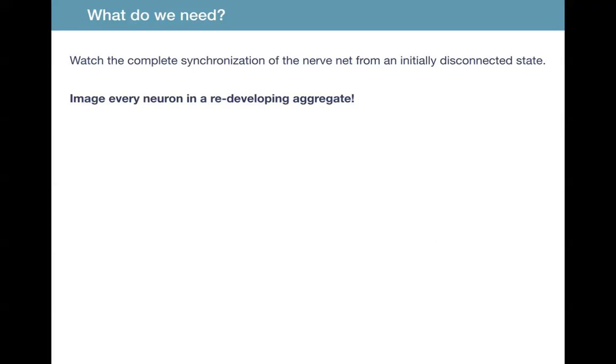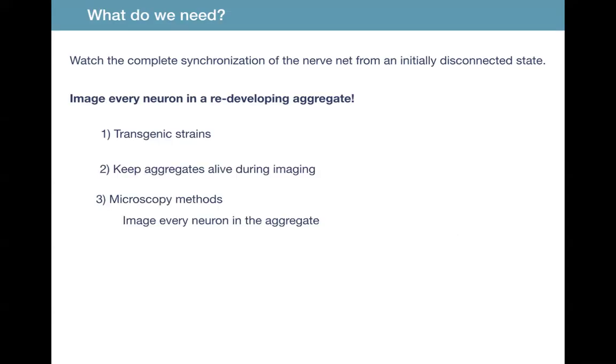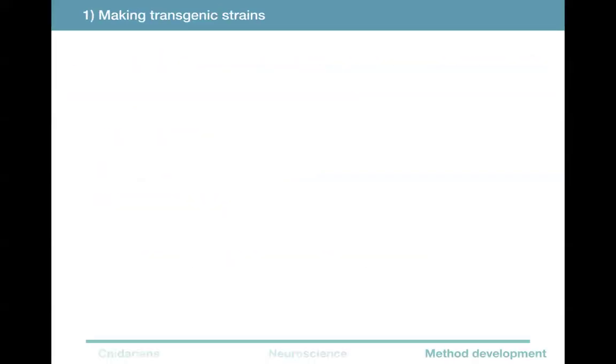So toward this goal, we need a few things. First, we need our transgenic strains, so we need something that we can actually, properly image. We need to keep aggregates alive throughout this imaging process. And we need a microscopy method that allows us to image every neuron in a redeveloping aggregate. So from here, we'll focus in on these methods. First, making our transgenic strain.